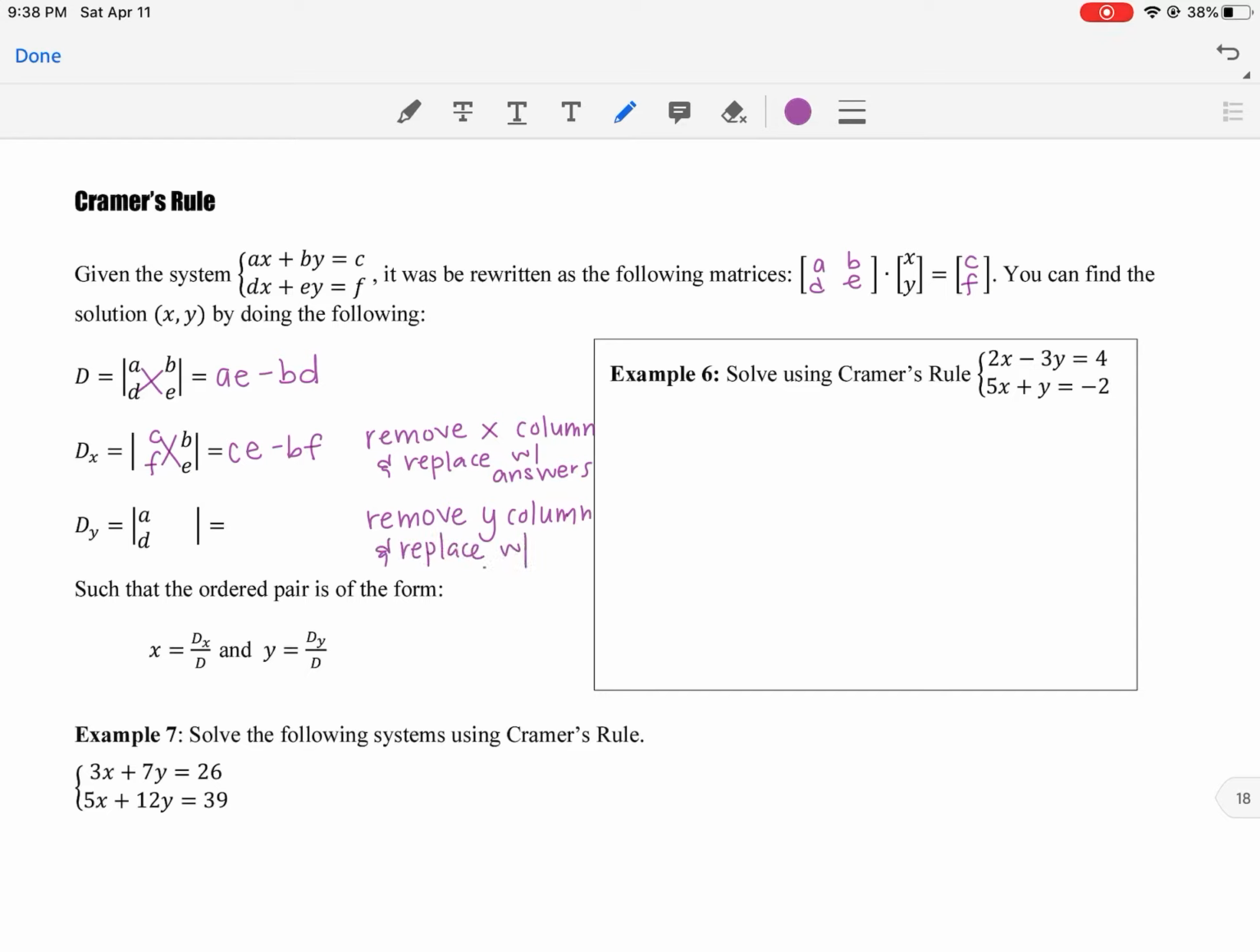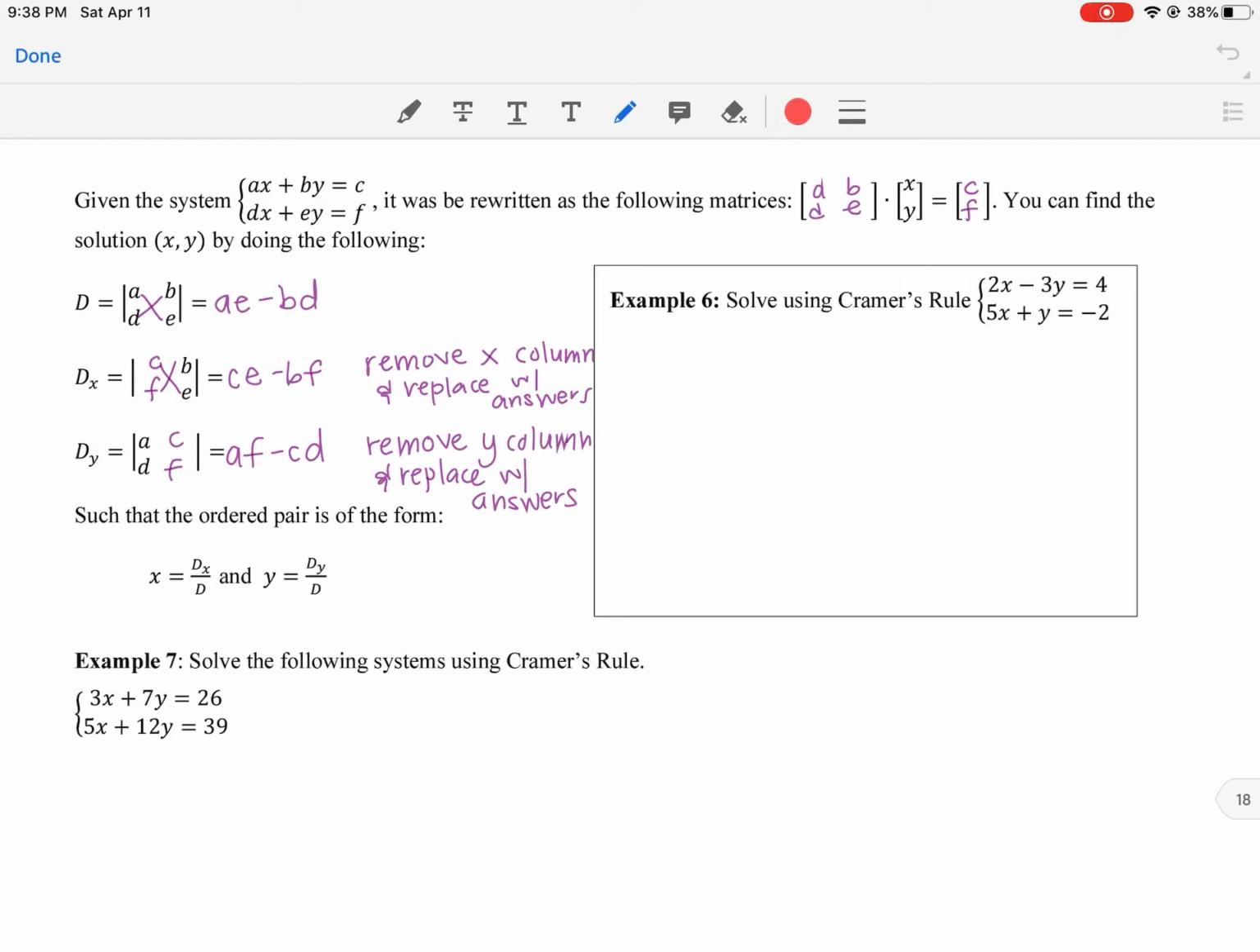Same idea here, but we're going to remove the y column and replace it with the answers. So I'm going to put c and f over here. So a times f minus c times d is the determinant.